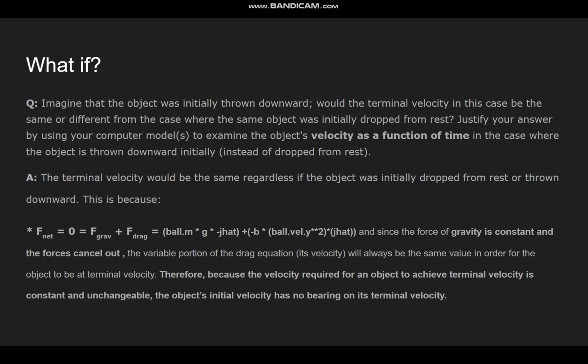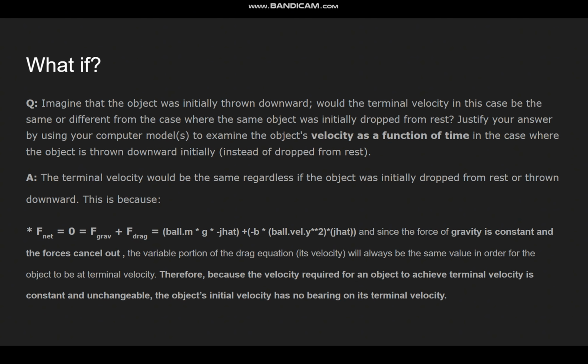What if? Imagine that the object was initially thrown downwards. Would the terminal velocity in this case be the same or different from the case where the same object was initially dropped from rest? The terminal velocity would be the same regardless of whether the object was initially dropped from rest or thrown downwards. This is because F net equals 0 equals the force of gravity plus the force of drag, because the directions are accounted for in these steps right here.